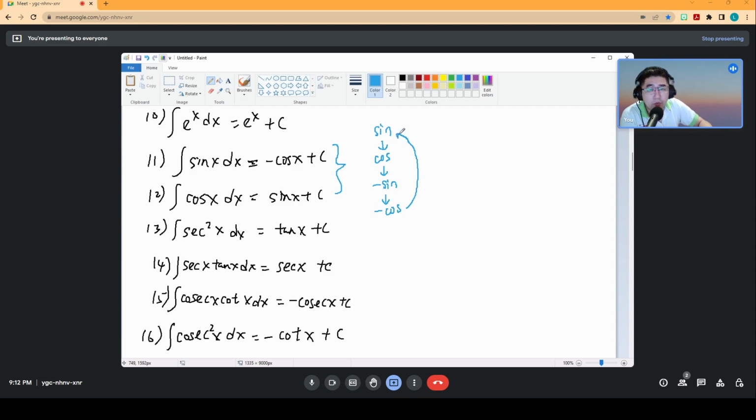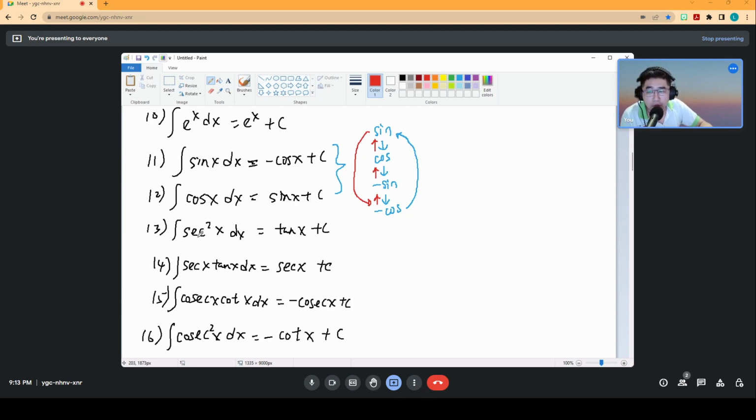The blue arrow that we are referring to is the differentiation. If it's an integration, it goes backwards. So you can see that integration of sine goes to negative cos. So you can actually go backwards. Integration of cos goes back to sine. We are still following this rule.